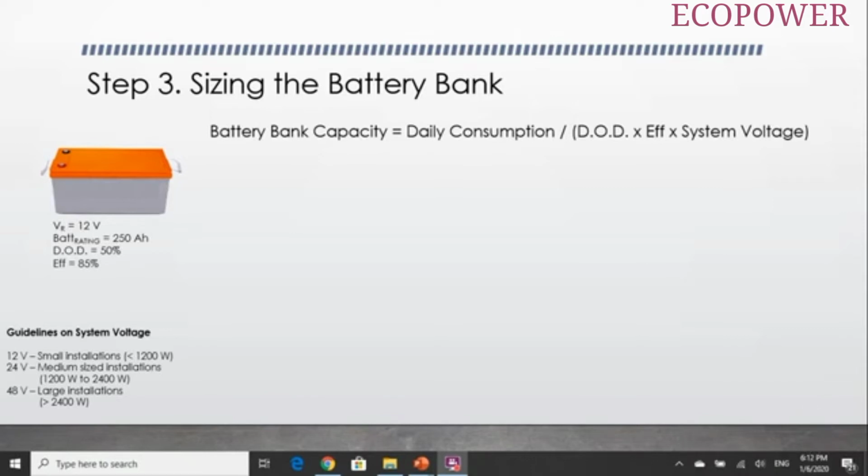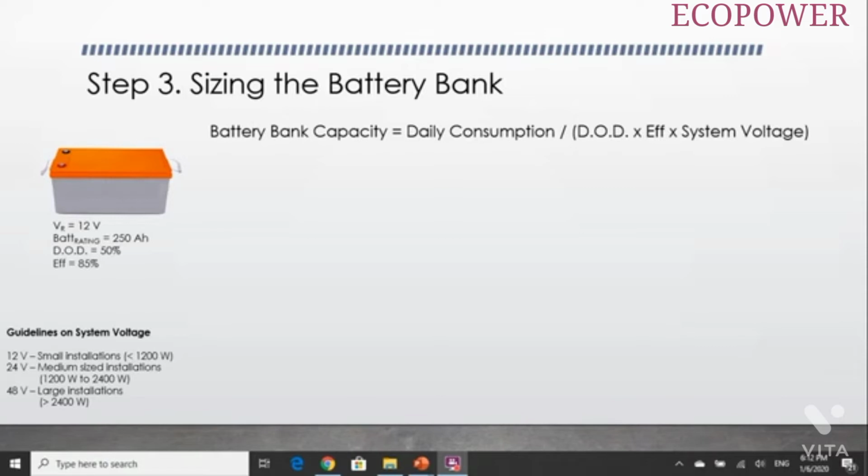The system voltage is purely the owner's choice, but as a guide, a 12 volt system is mostly suitable for small installations around 1200 watts and below. A 24 volt system is for medium-sized installations between 1200 watts to 2400 watts. And a 48 volt installation is for larger systems above 2400 watts.